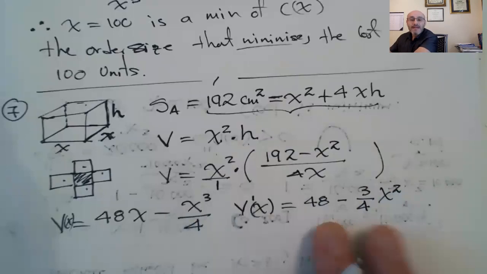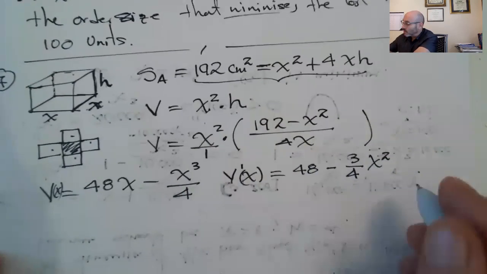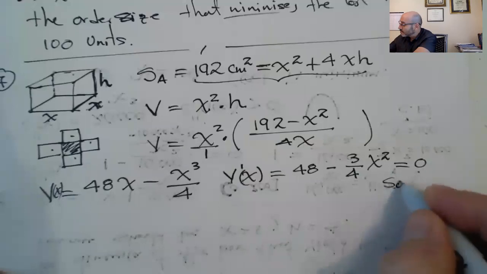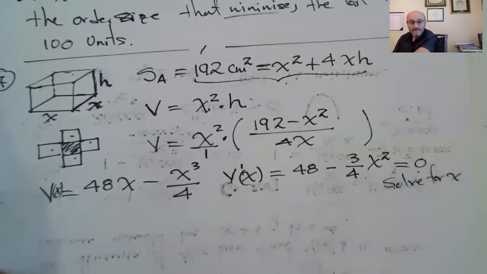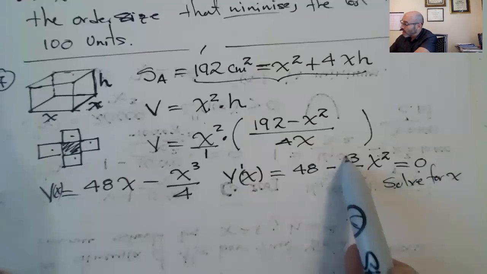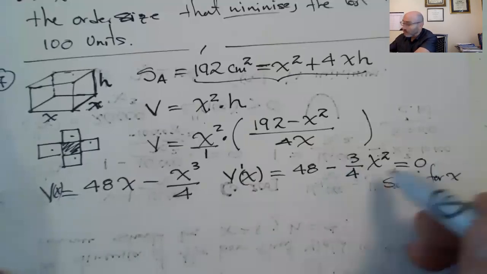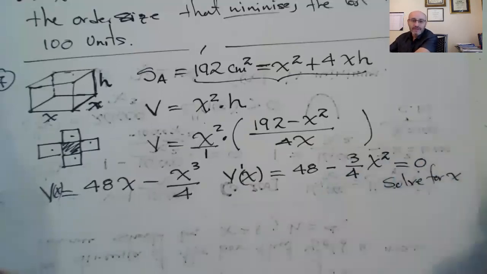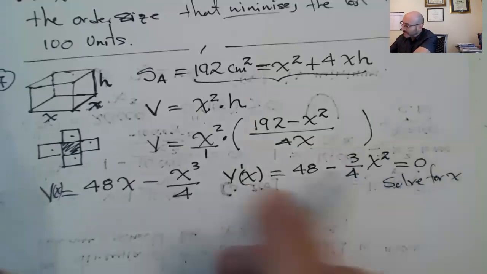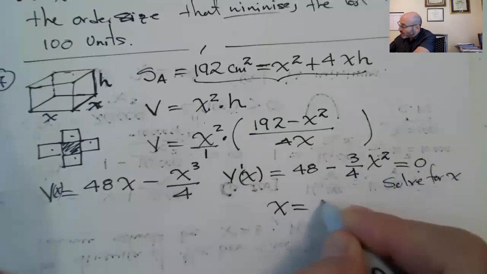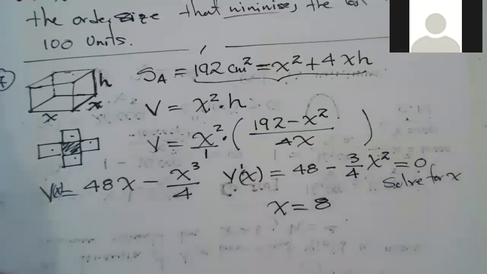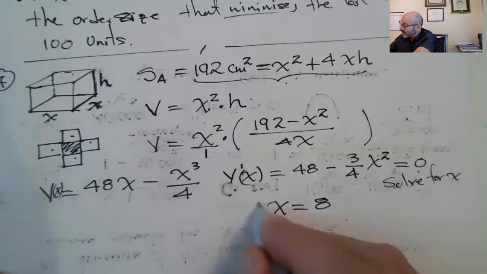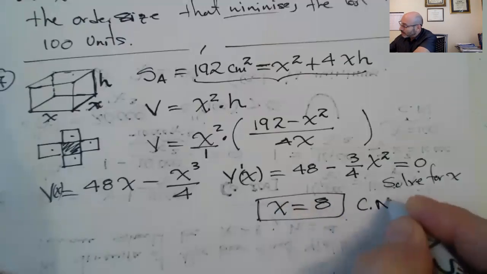All right. Now I need to set this equal to what? 0. And solve for x. So what are you going to do? Subtract 3/4 x squared from both sides. And after that, multiply by 4, divide by 3, and take the square root. If you do that, x should be 8. Okay? This is my critical number.